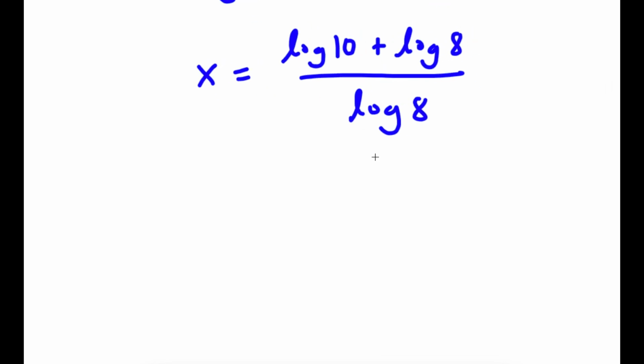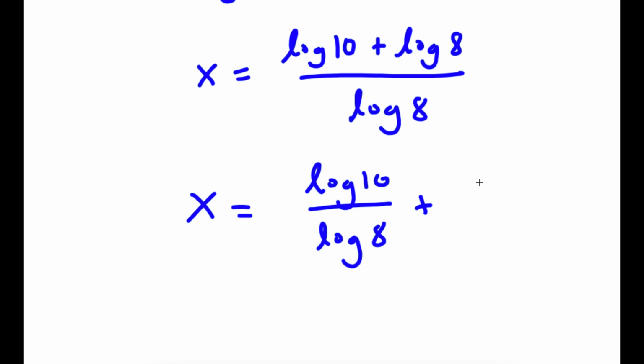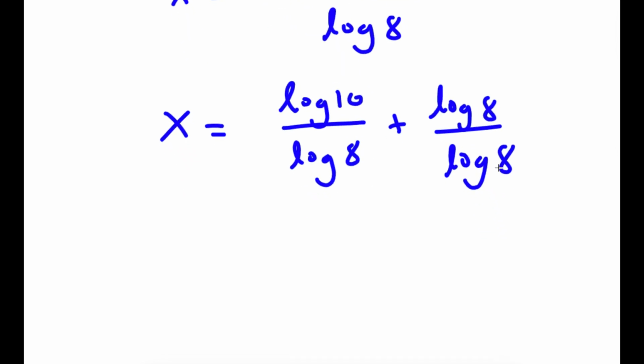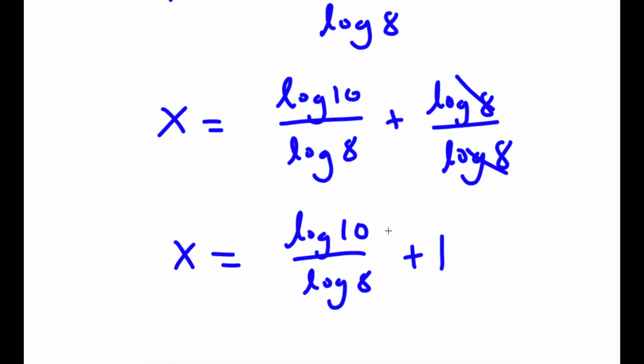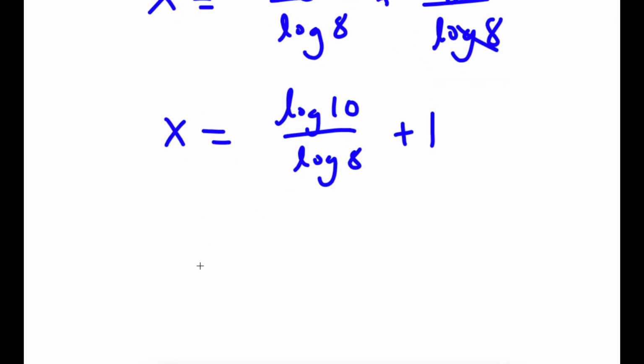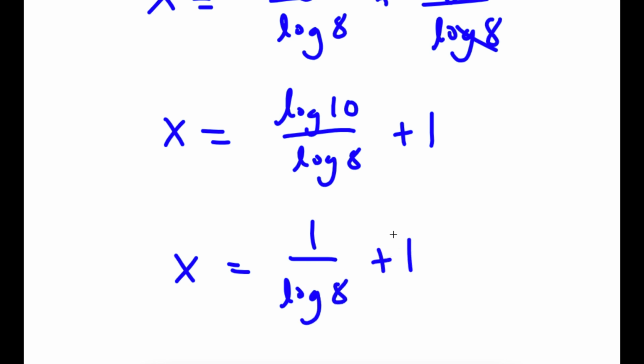So now to solve this, I'm going to rewrite this as log 10 over log 8 plus log 8 over log 8. Now, anything divided by itself is 1, so log 8, those two cancel out. So now I have log 10 over log 8 plus 1. And log 10 is also 1, so I have x is equal to 1 over log 8 plus 1.